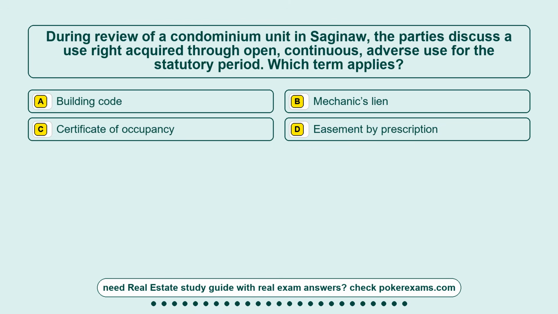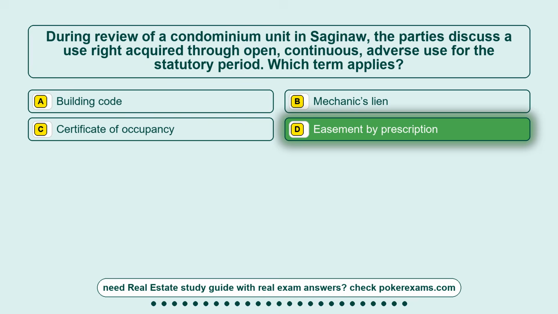Question 20. During review of a condominium unit in Saginaw, the parties discuss a use right acquired through open, continuous, adverse use for the statutory period. Which term applies? Option A, building code. Option B, mechanics lien. Option C, certificate of occupancy. Option D, easement by prescription. The correct answer is option D, easement by prescription.